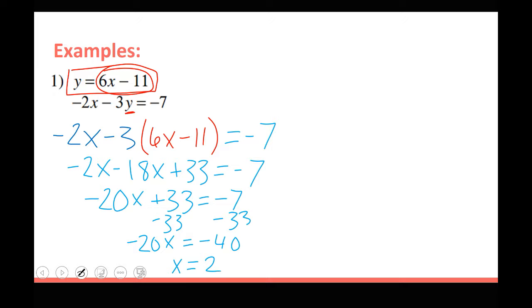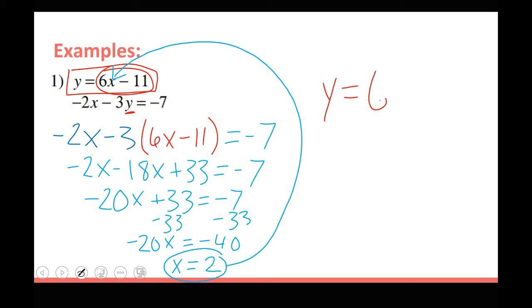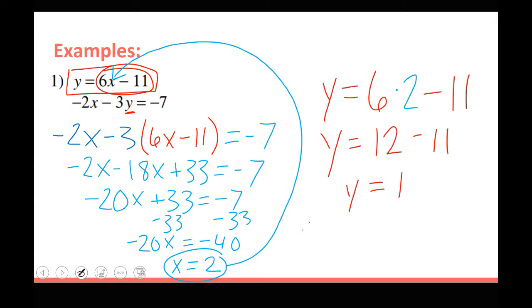So I'm almost there. Now I'm going to take that x equals 2, and we're going to come up here and change this x to the 2. So now I'm going to say y equals 6, and this is where the substitution comes in again, times 2 minus 11. 6 times 2 is 12. 12 minus 11 is 1. Now we have our answer is 2, 1.